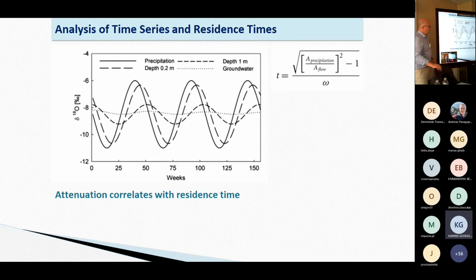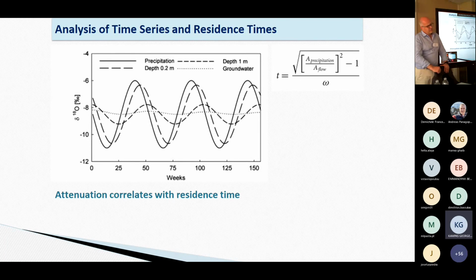Now, there's also an equation attached to this that is shown in the upper right. The residence time T can be calculated based on the square root of the amplitude of precipitation divided by the amplitude observed in the flow, squared, minus 1, divided by omega, which is the Kreisfrequenz, the circular frequency value. So with this formula, you can actually calculate the age.